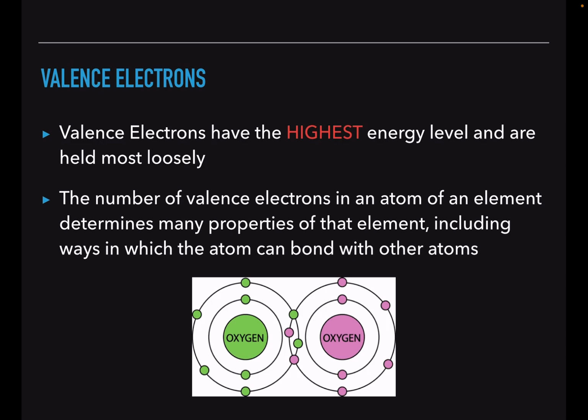The number of valence electrons of an atom determines some properties, including how it's going to bond with other atoms. Depending on how many valence electrons it has, that tells you how many bonds are going to happen, because it's about how many electrons they need to share or take to get to 8.